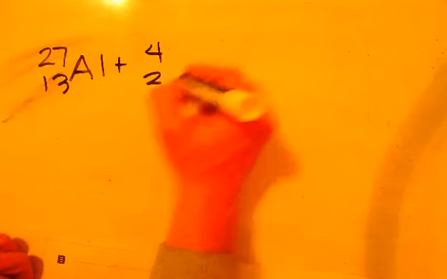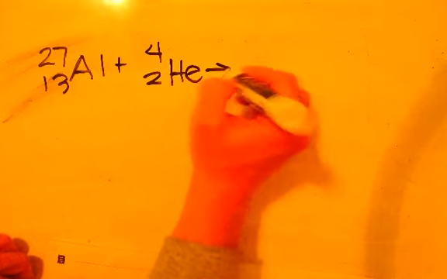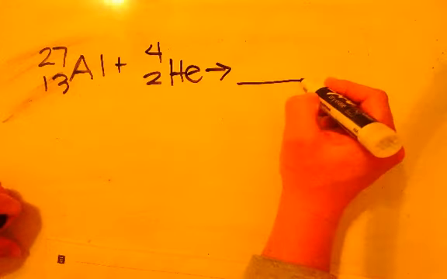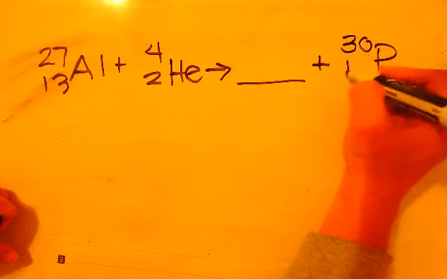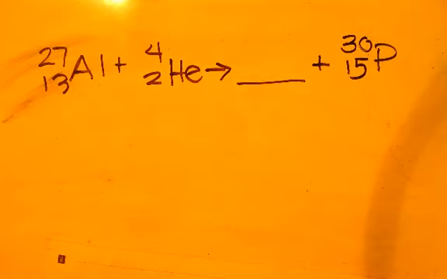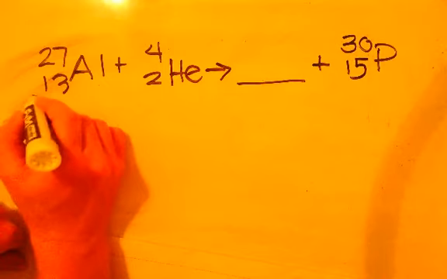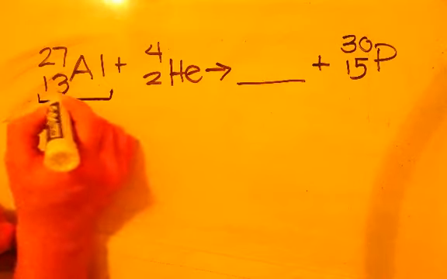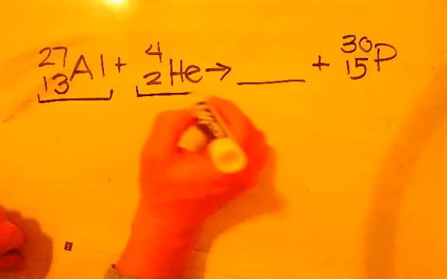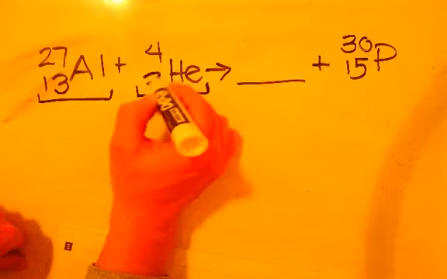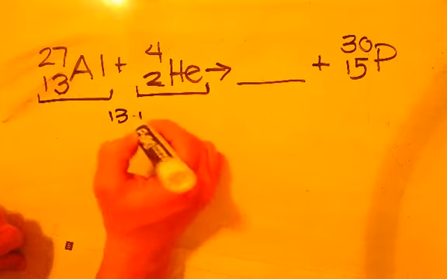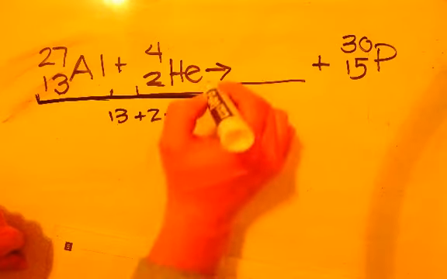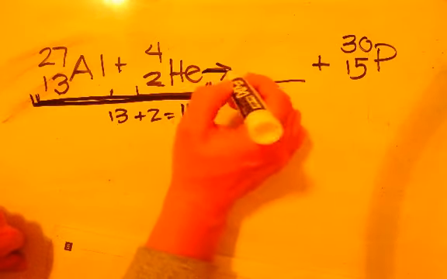And we see that it is bombarded with a helium particle. We're not sure what goes here. And then we also see that phosphorus is produced. So this is the nuclear reaction that we're given. Again, let's kind of talk through this. We see aluminum here that has 13 protons. We see an alpha particle here with 2 protons. So 13 plus 2 is 15 protons. There are 15 protons on this side of the equation.